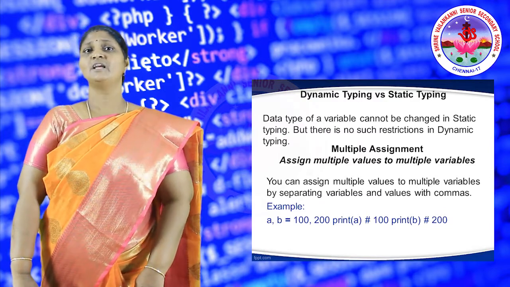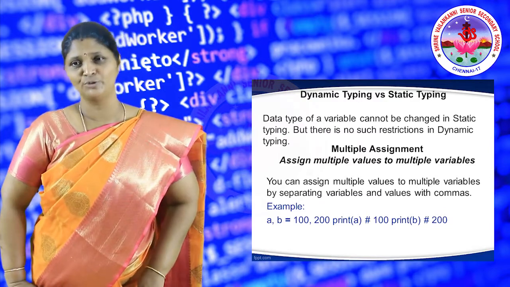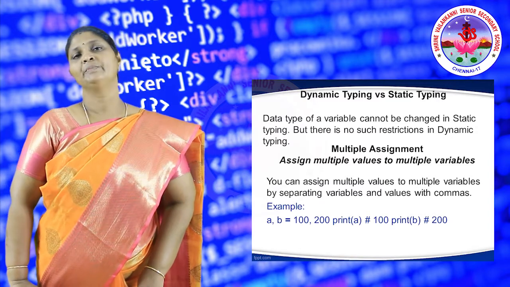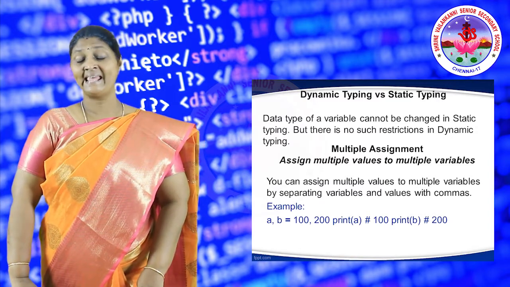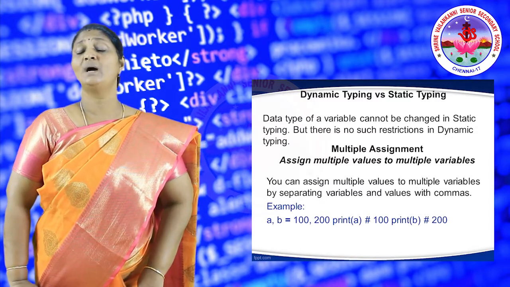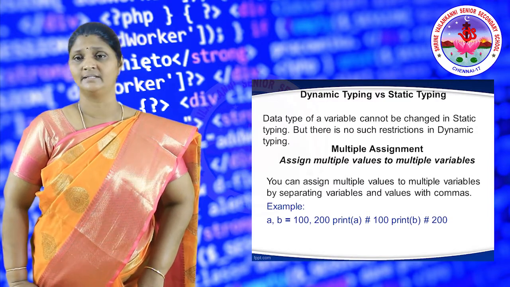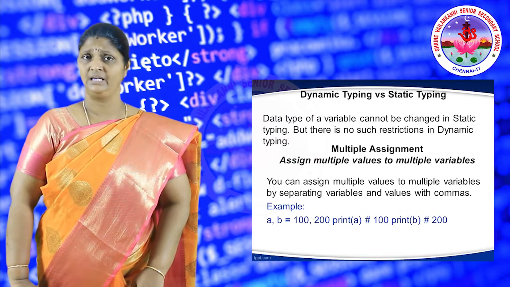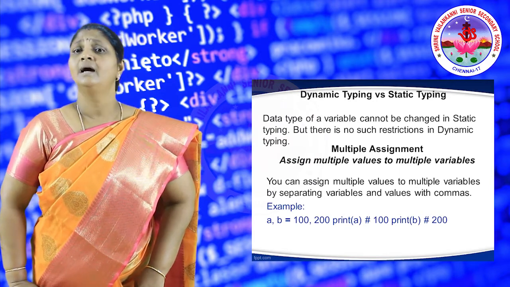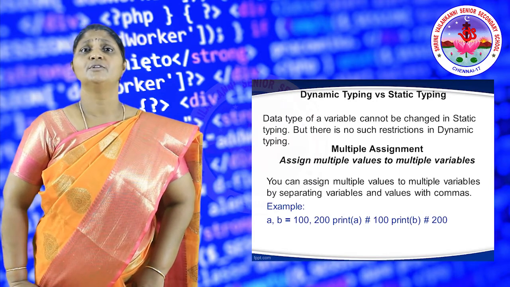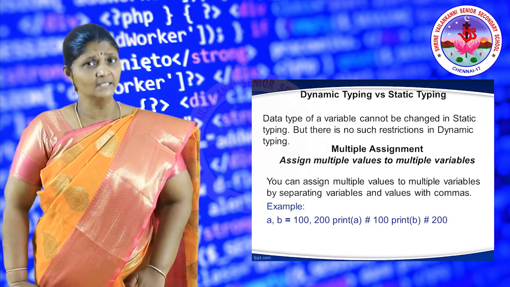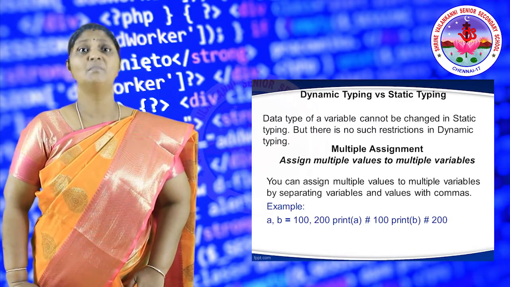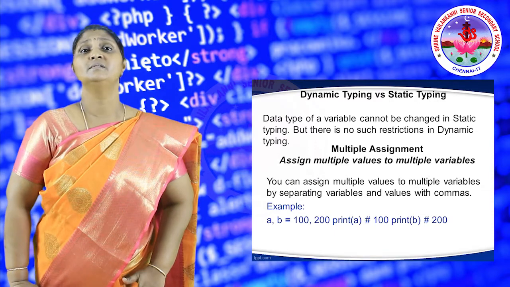Yes, so first we are going to see about assigning multiple values to multiple variables. So we take A, comma B is equal to 100, comma 200. So here if we print A and if we print B, A displays 100 and B displays 200. Within a single statement, we are assigning multiple values to multiple variables.